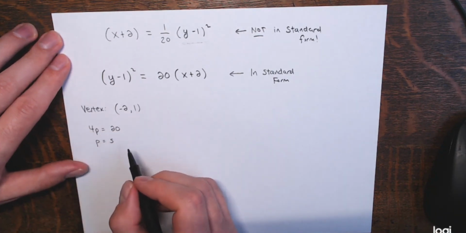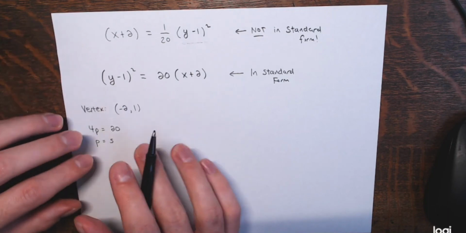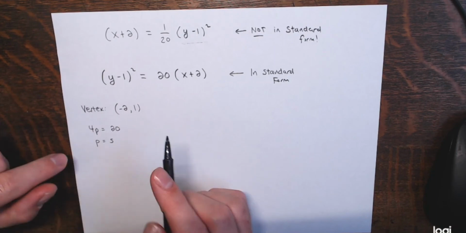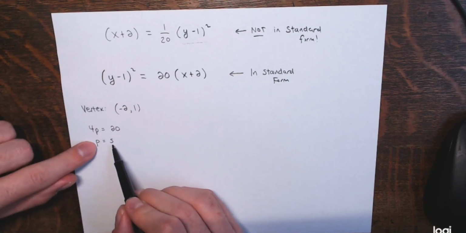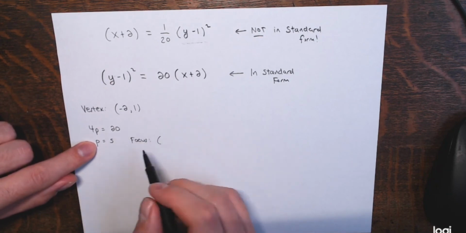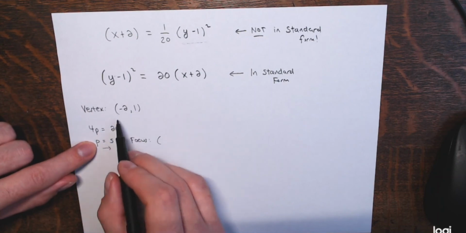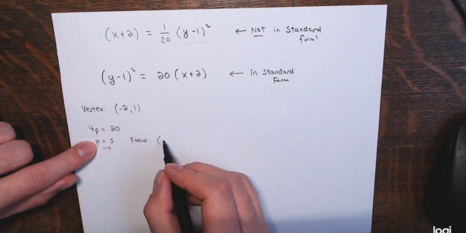It's +5, and because this is a y squared, the parabola is opening right or left. This one is going to open to the right. This is telling me that the focus is 5 units to the right of the vertex, and I'm going to do this without even graphing. If I go 5 units to the right of the vertex, that's just adding 5 to the x coordinate, so the focus would be at (3, 1).